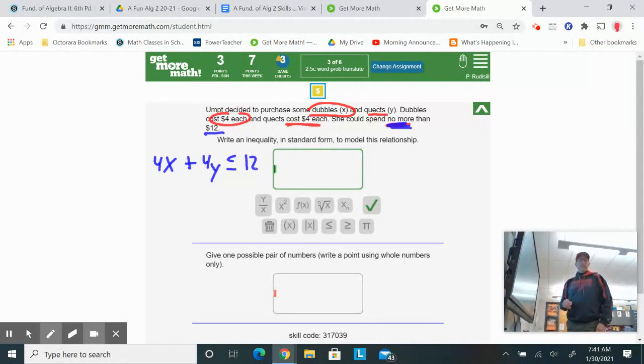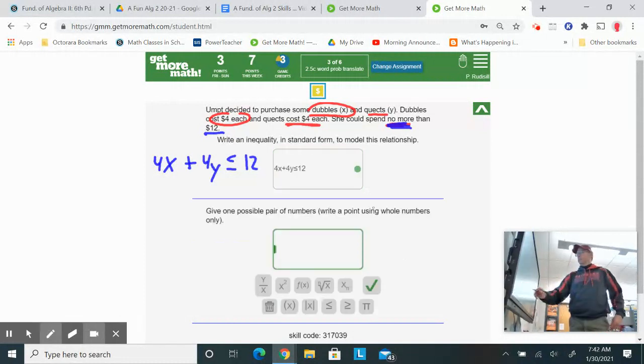We'll type that in. And then what's going to happen is we're looking for a possible pair of numbers that make that true. So think about that as I type this in. So now I'm looking just for one possible pair of numbers that makes that true.